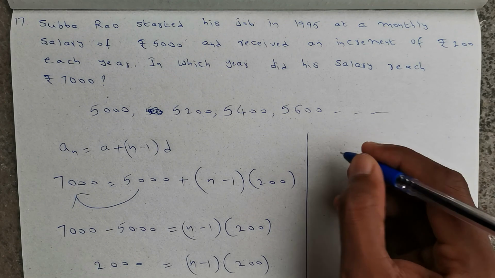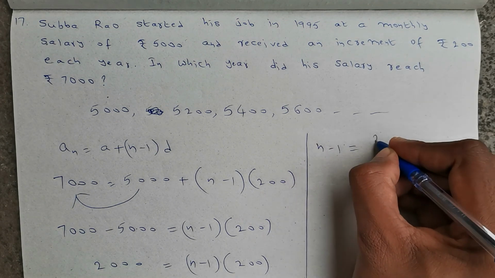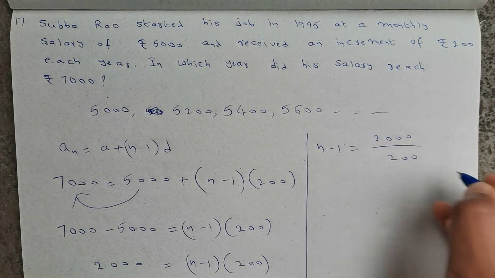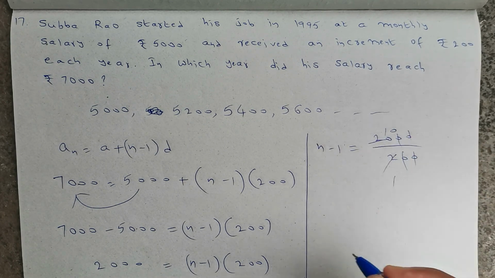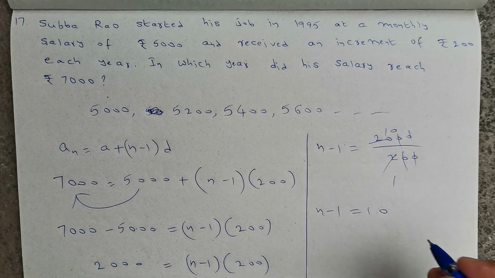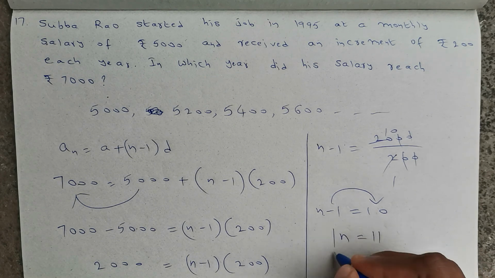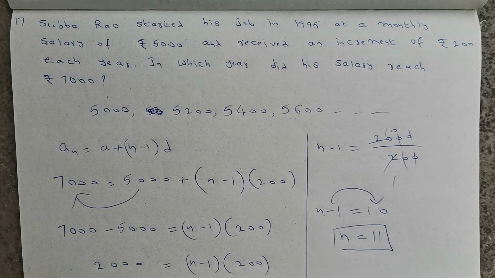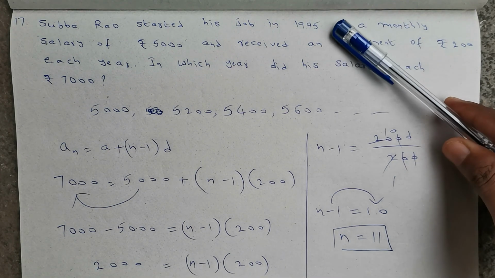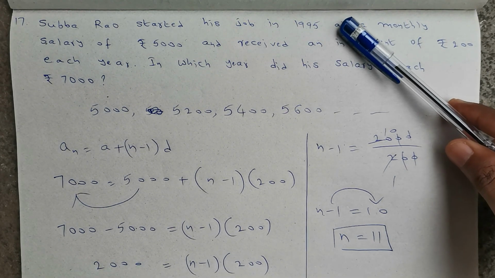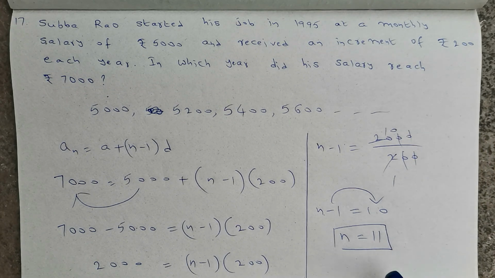This 200 I will take to the left side. So we get n minus 1 is equal to 2,000 divided by 200. Here 2 zeros and here 2 zeros cancel. 2 ones are 2, 2 tens are 20. n minus 1 is equal to 10. This minus 1 I will take to the right side. It will become plus 1. So n is equal to 10 plus 1, 11. It means after 11 years. So here it is 1995, then in 2005, his salary will become 7,000 rupees.